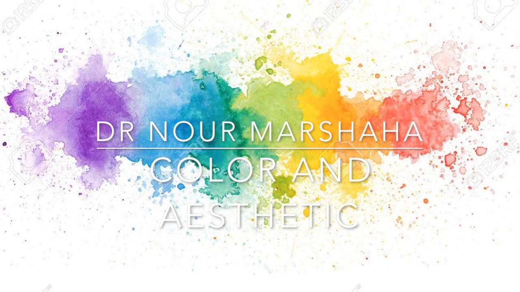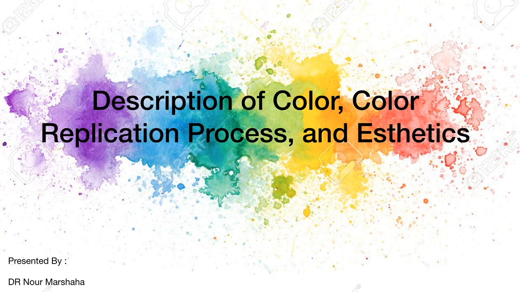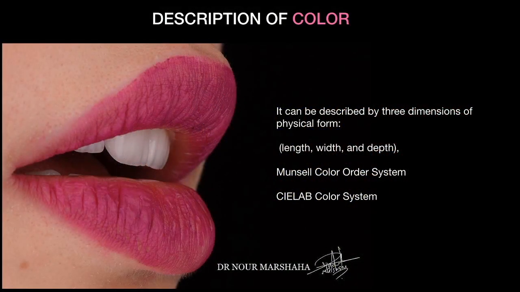Today I'm going to talk about the description of the color replication process and aesthetics. All of us know that we have to understand color description to achieve an aesthetic restoration. It's necessary to understand the process in which the color and translucency of fixed restorations are planned and obtained, so as to replicate the color and contour of adjacent teeth. Any errors, especially in the color replication process, have been a problem, right? So we are here today to talk about the principles of color, light, and human perception as they relate to the color replication process and aesthetics of fixed restorations.